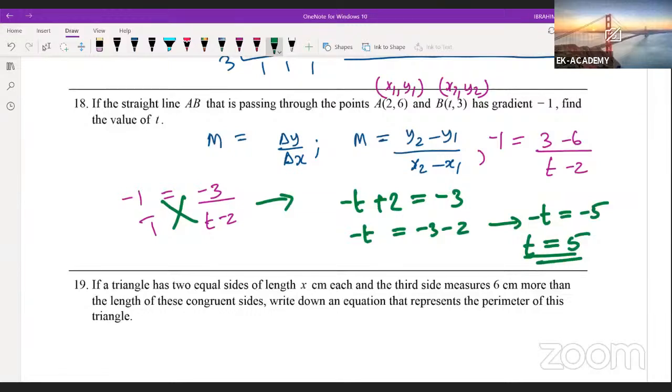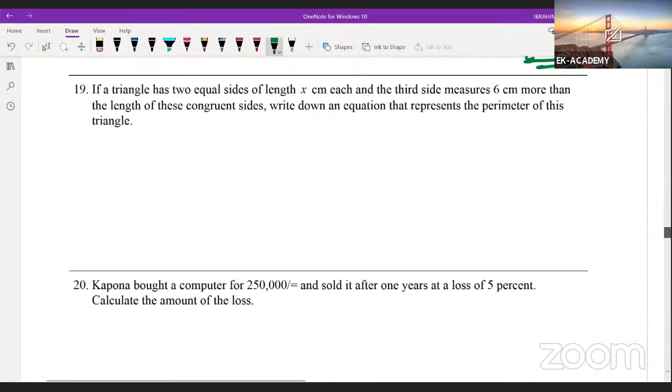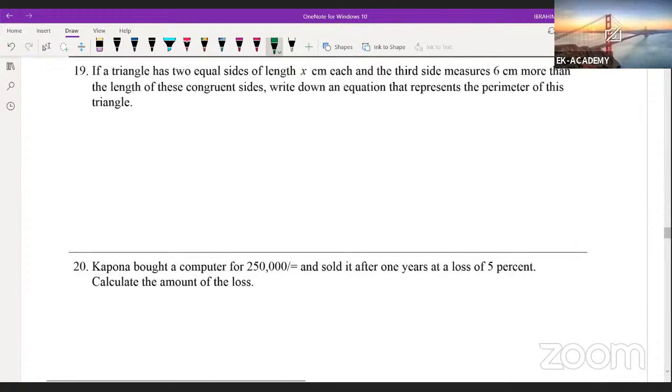Question number 19. If a triangle has two equal sides of length x cm each, and the third side measures 6 centimeters more than the length of these congruent sides, write down an equation that represents the perimeter of this triangle.